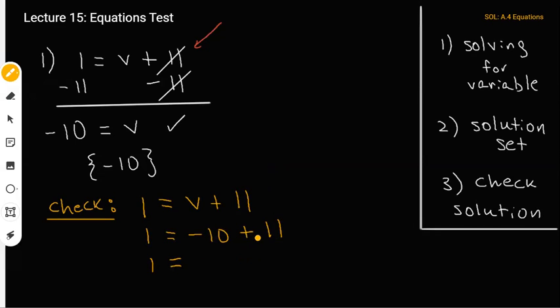We've got negative 10 plus 11. That's going to give me 1. So I get 1 equals 1. That's my true statement. If you get a true statement, that means you got the right answer. If not, that means you need to go back and see what you did wrong. So that's number 1. And this is called a one-step equation because we only needed to do one thing to get the variable by itself.